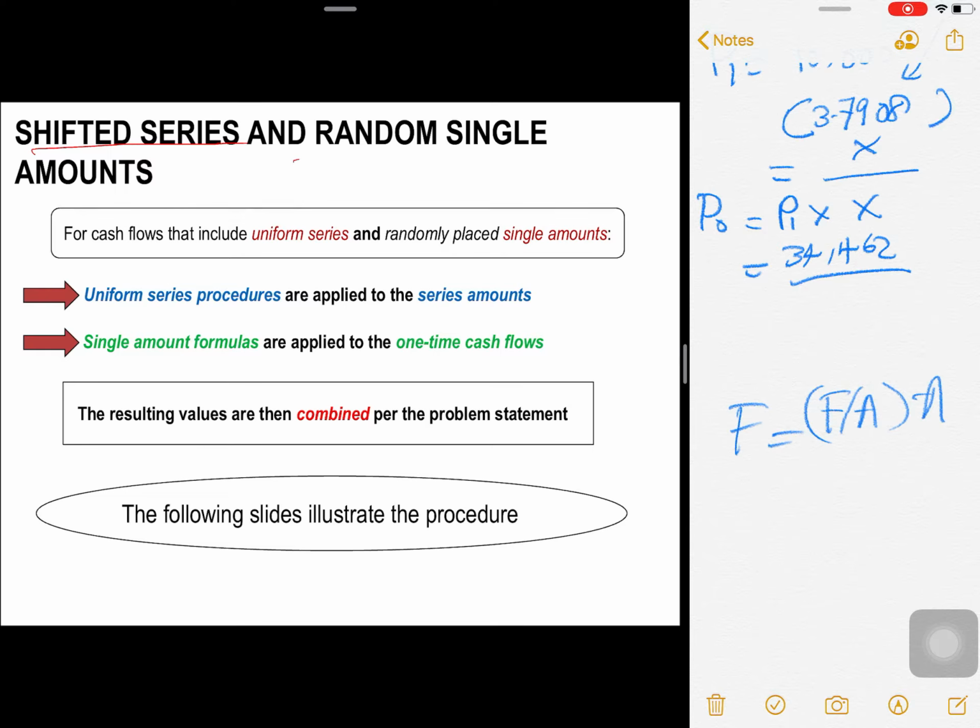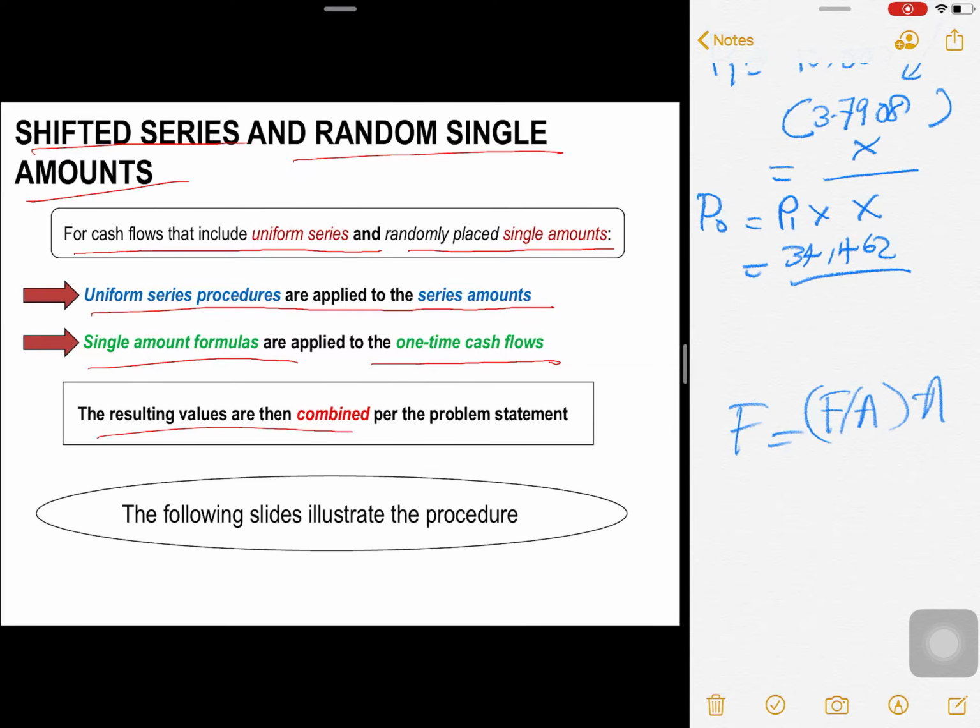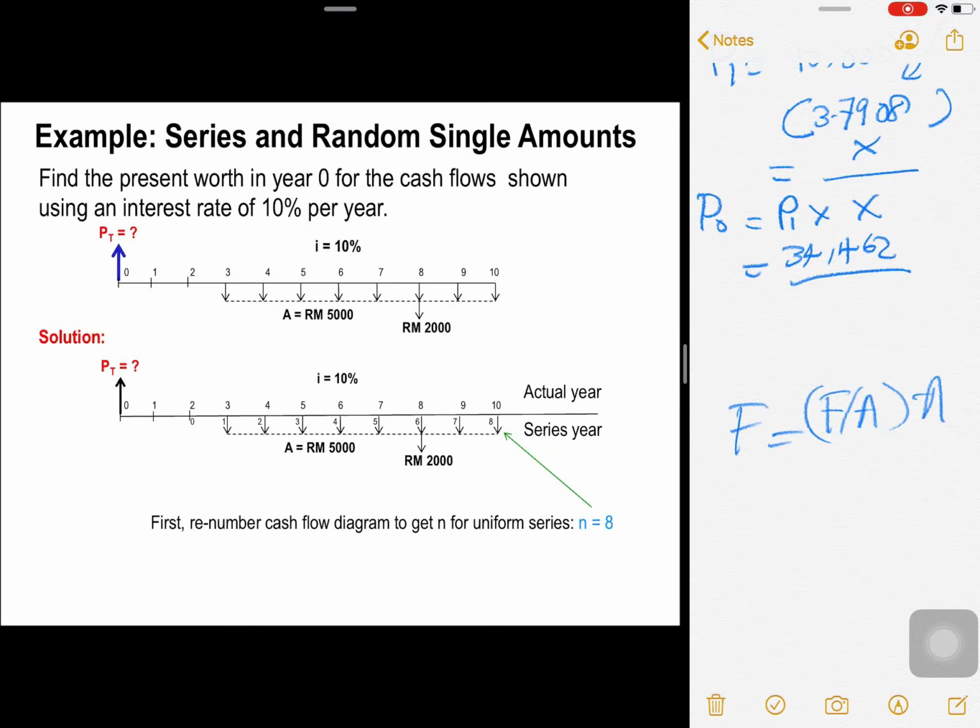Okay, next, we want to talk about shifted series and random single amounts. For cash flow that includes uniform series and randomly placed single amounts, uniform series procedures are applied to the series amounts, and single amount formulas are applied at the one-time cash flow. This will result in a combination of uniform series and single amount series as per the problem statement. The following slides illustrate the procedure.